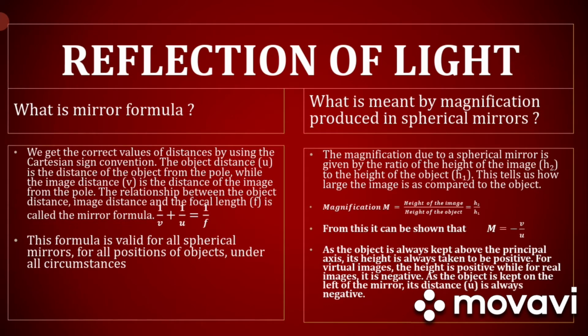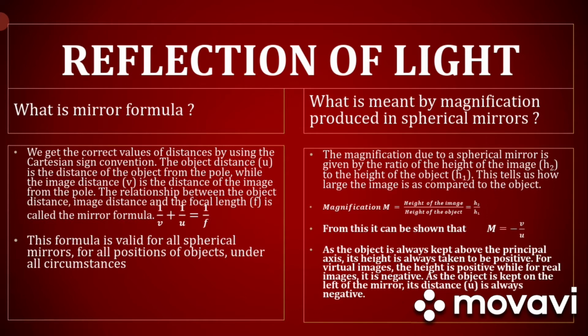What is the mirror formula? We get the correct values of distances by using the Cartesian sign convention. The object distance u is the distance of the object from the pole, while the image distance v is the distance of the image from the pole. The relationship between the object distance, image distance, and the focal length f is called the mirror formula. 1 upon v plus 1 upon u is equal to 1 upon f. This formula is valid for all spherical mirrors for all positions of objects under all circumstances.